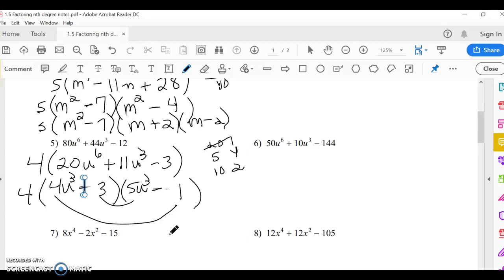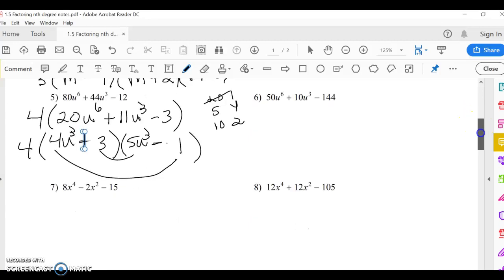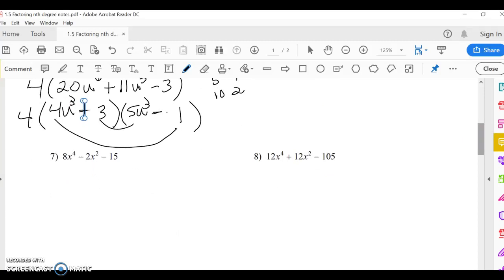Alright, I got one more problem, and then we're going to have you guys try the evens. So number 7, we have 8x to the 4th minus 2x squared minus 15. Probably the toughest problem on here today because there's nothing in common. 8, 2, and 15 do not have a GCF. So now we have to kind of do what we just did previously. We have to play around with the factors of 8 and 15.